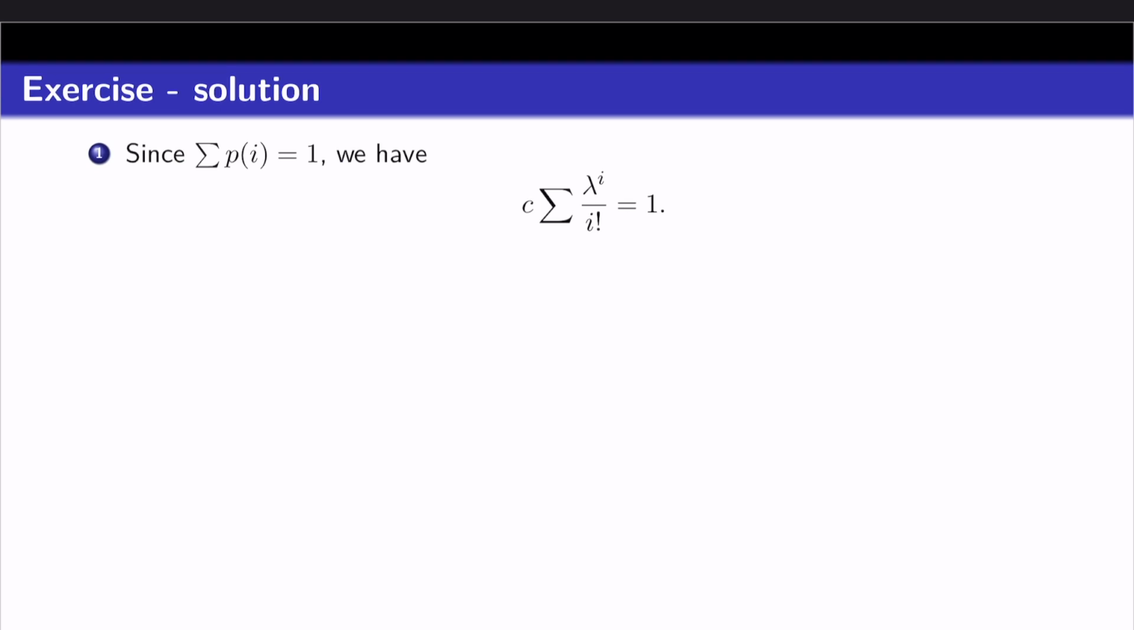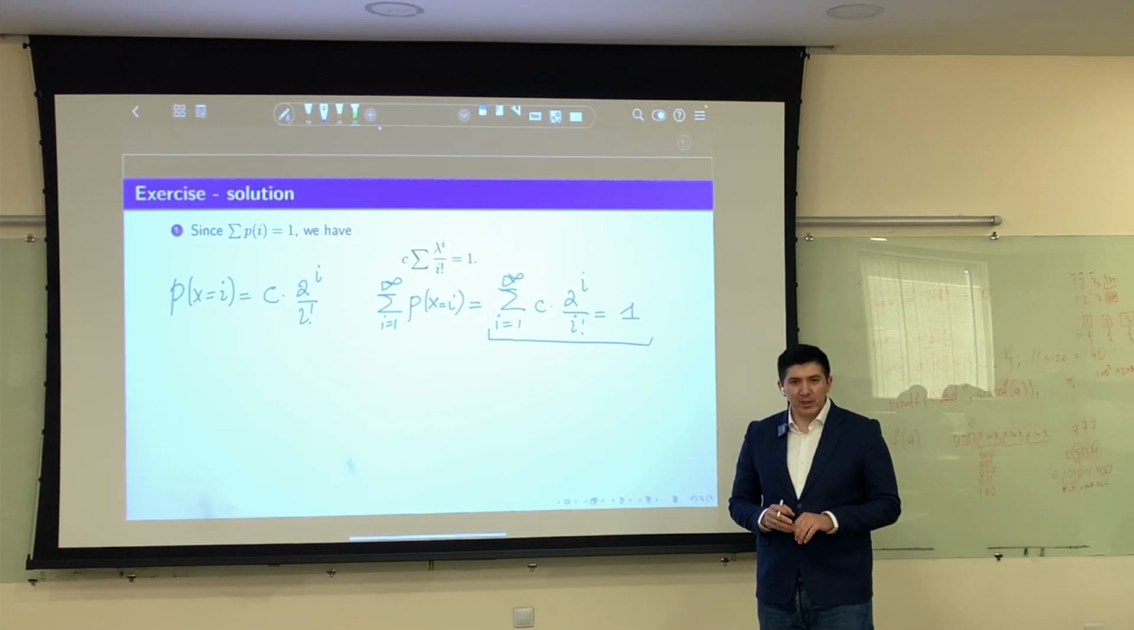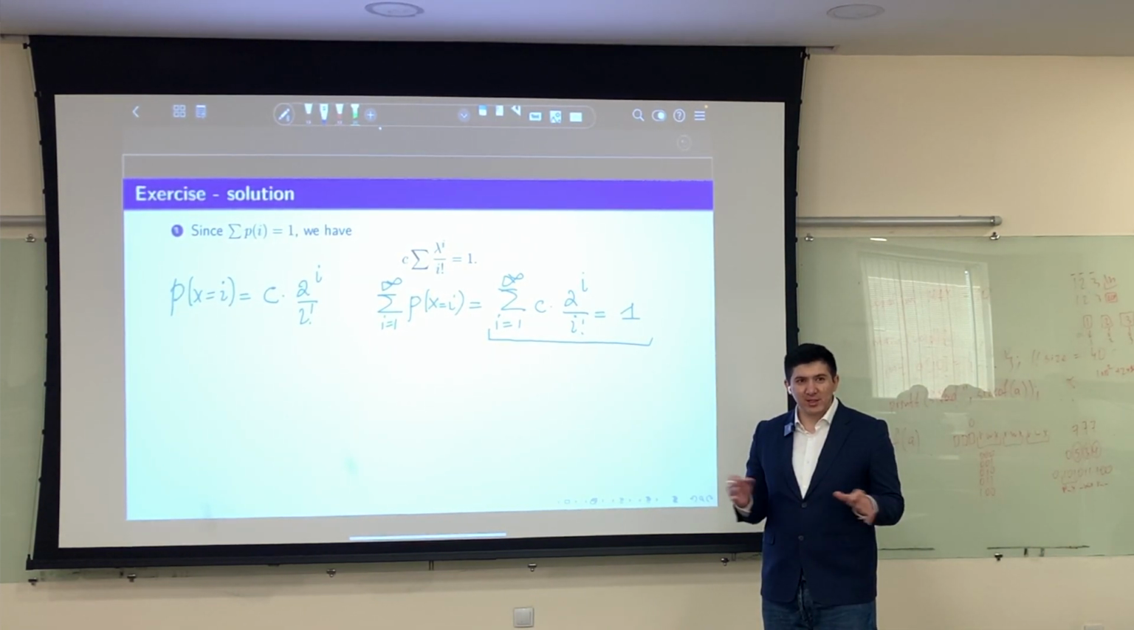I'm going to do this in this way. So I've got the probability of X equal to i is equal to c times 2 to the power of i divided by i factorial, right? And I also know that the sum of all of the probabilities from 1 to infinity should be equal to 1. This is the same as the sum over i from 1 to infinity of c times 2 to the power of i divided by i factorial, and this should be equal to 1. From here, I need to find what c is. Is it clear what we are doing at least? Yes? Okay. So the sum should be equal to 1.